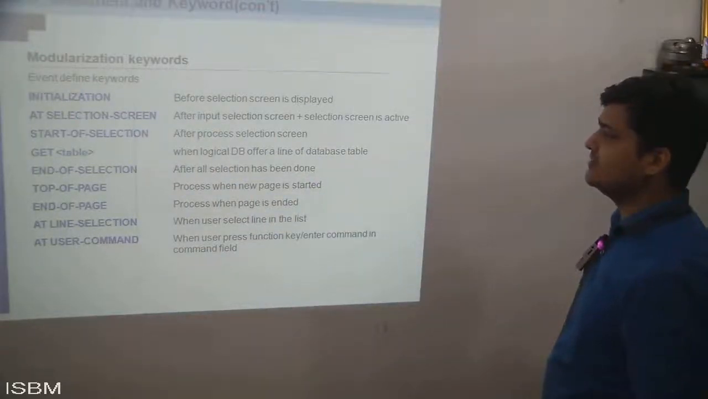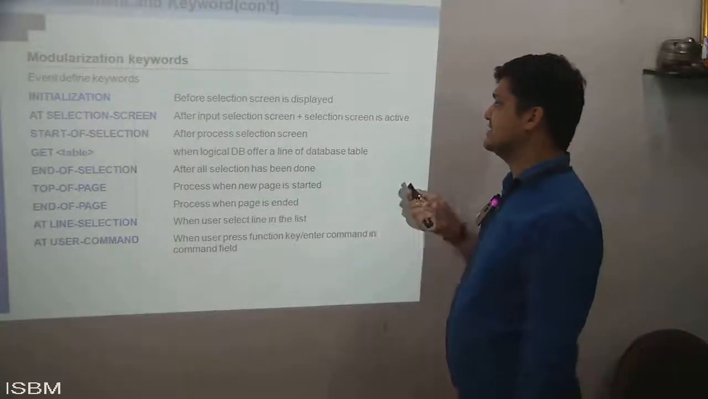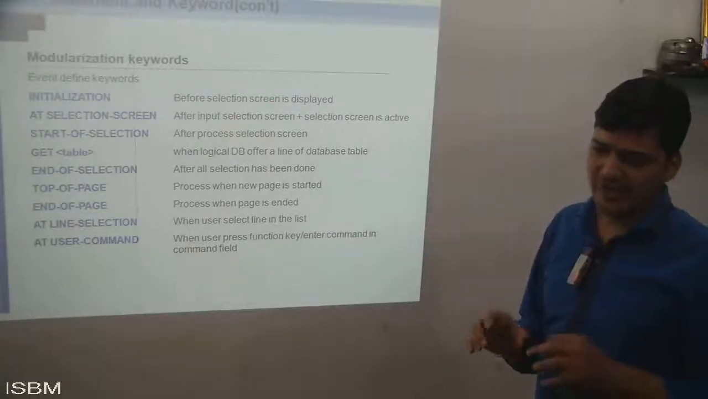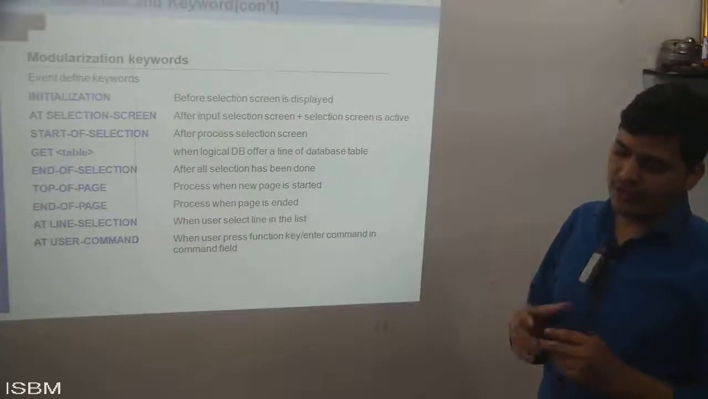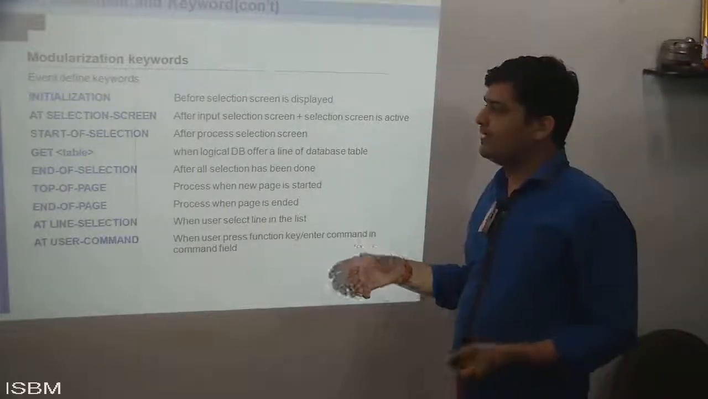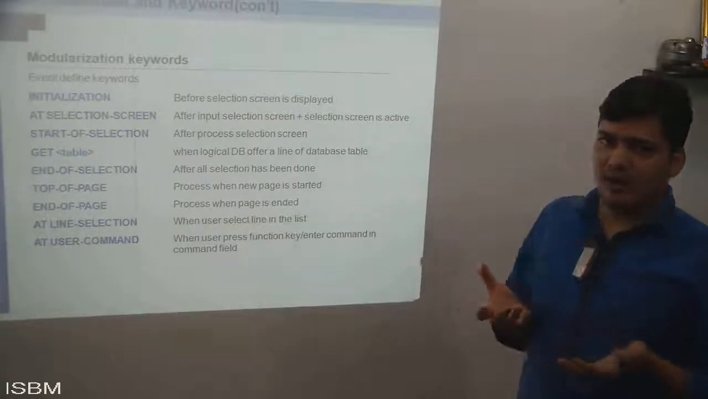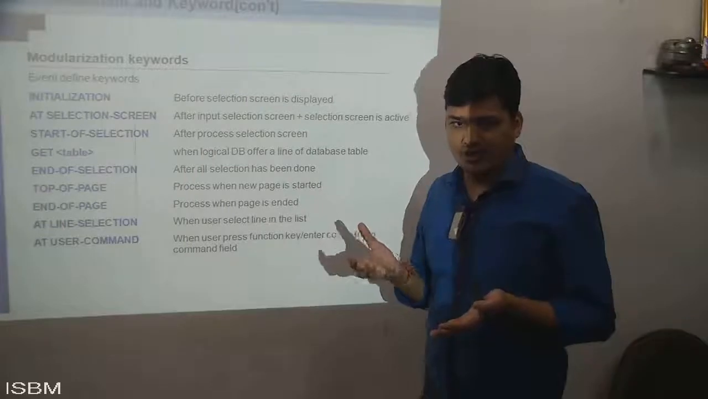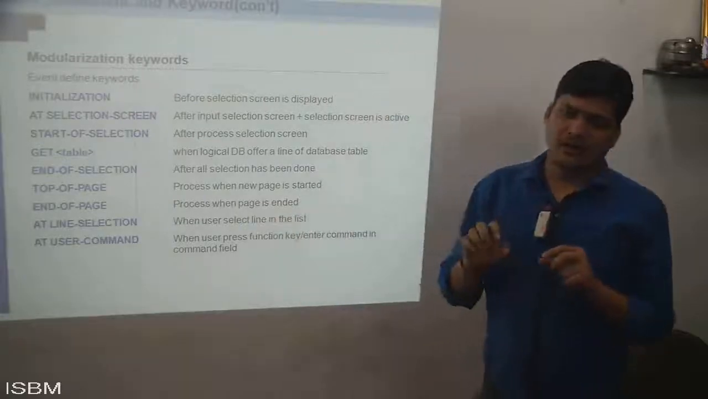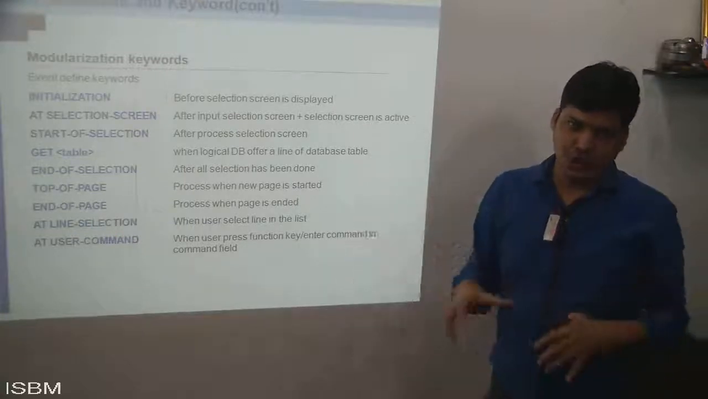Then we have AT SELECTION SCREEN. What will it do? It runs after input on the selection screen, when you put anything in your input screen. Actually, when you are running a program, suppose you want to get the employee status of a company, for that you have to run some program. Suppose it is a program to show the active employees. When you run this program, it wants some input, and with the help of that it will show you the output.